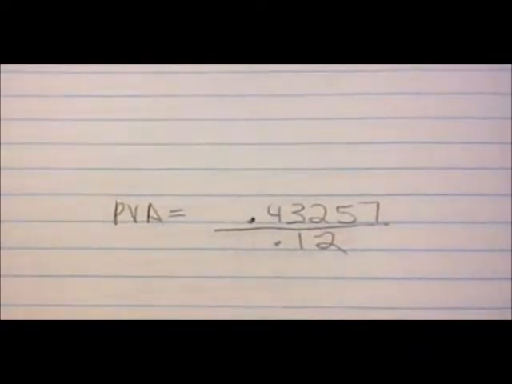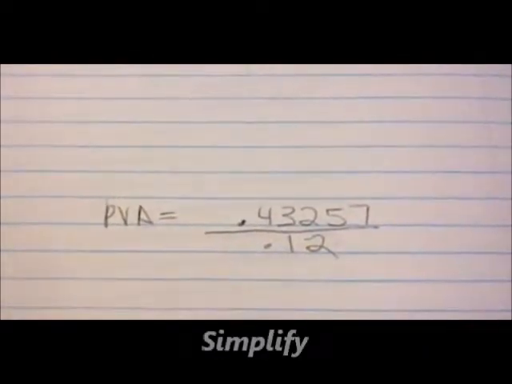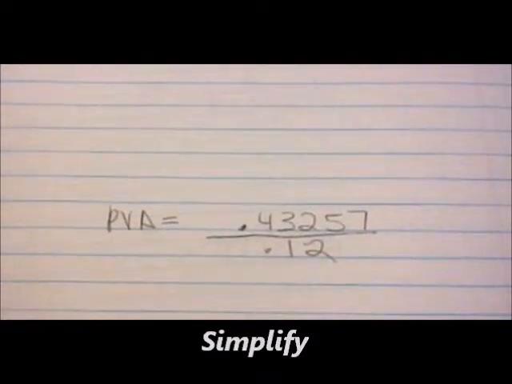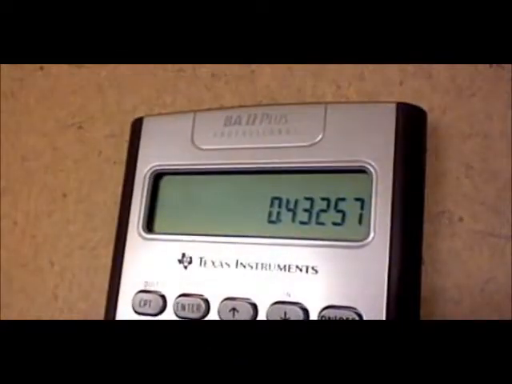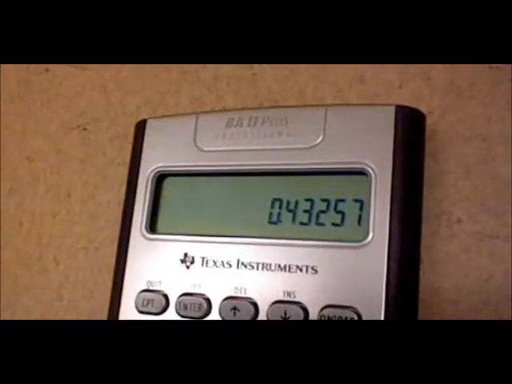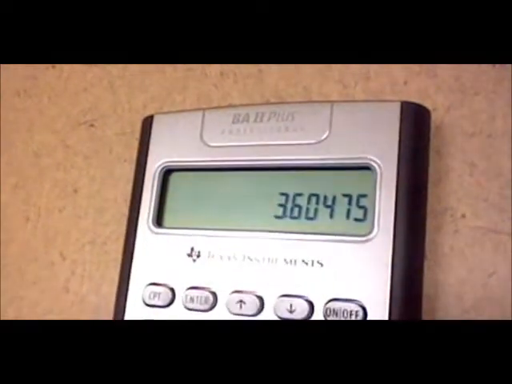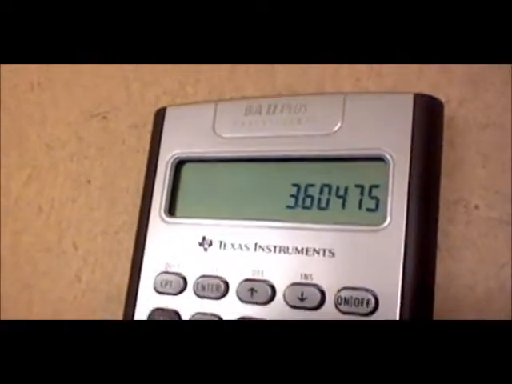0.43257. So now all we have to do is find the product of 0.43257 and our interest rate 0.12. So we want to take 0.43257 divided by 0.12, and we get 3.60475.